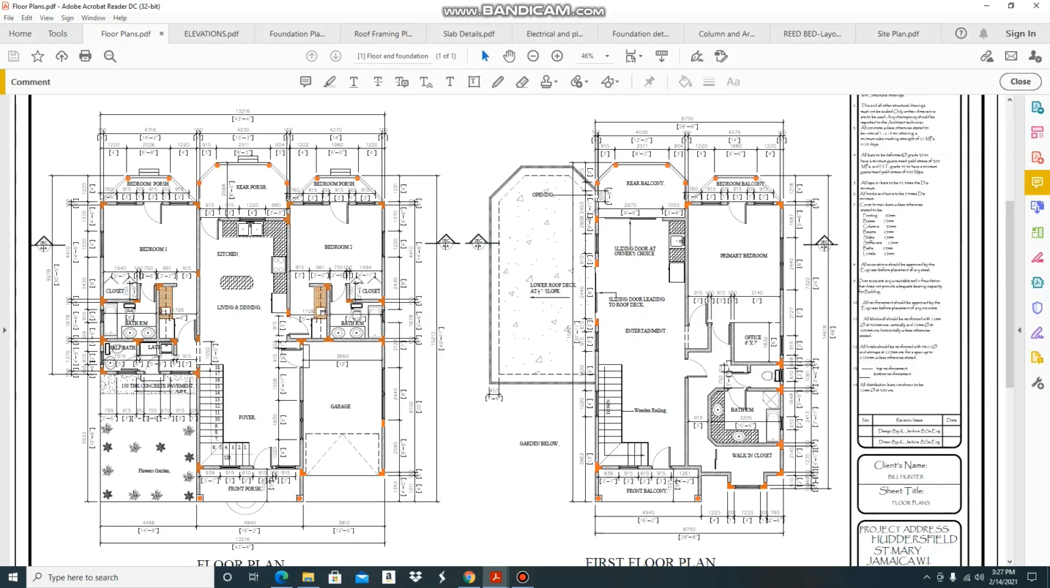Okay, and you must also observe the size of your windows, the size of your doors, and the size of your openings. You know what I mean? You must always observe that, because that is going to be critical for you to build the building as it is outlined on your floor plan, right?